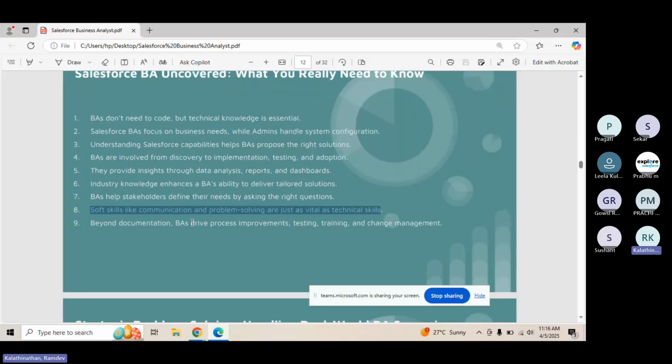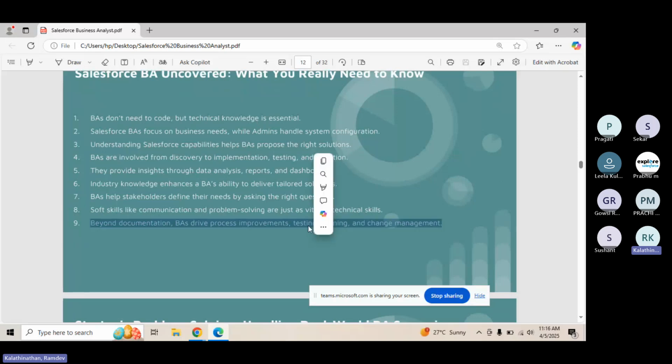And beyond documentation, BAs drive process improvements, training, testing, and change management. When I say training, it could be related to training documents, or training the important people on the customer side. Let's say you're doing an implementation for 1,000 users. You can't keep training all 1,000 users, but you can train the people who will train those 1,000 users on the client side. So coming up with a training manual and all of that is something that is expected out of a BA.